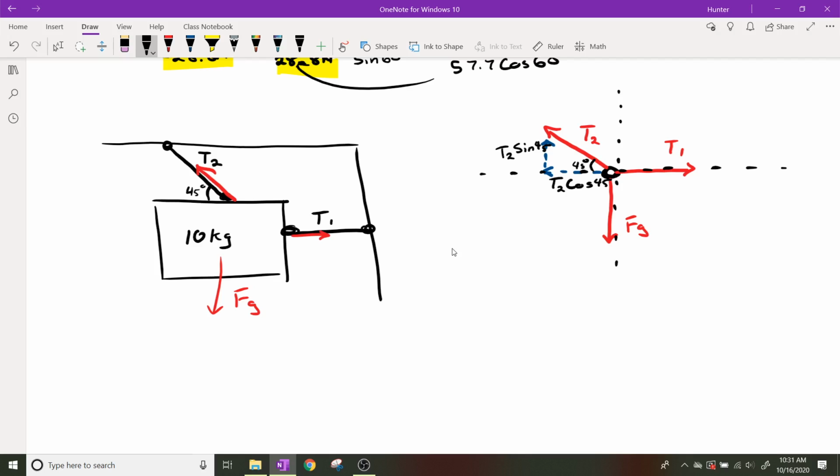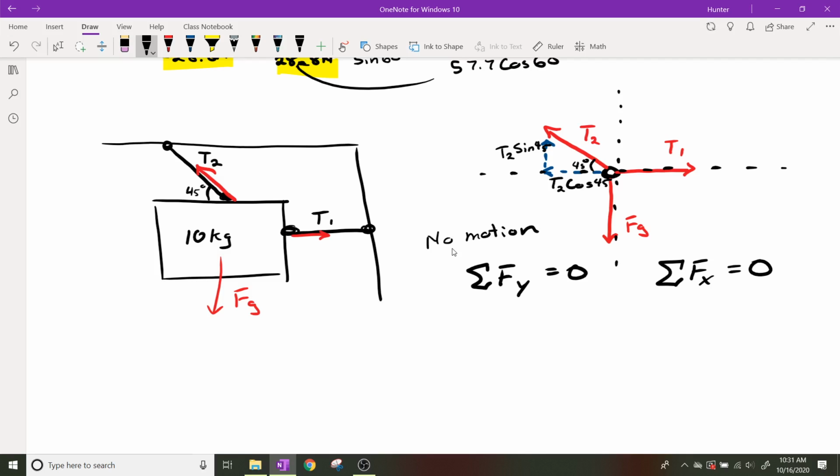Okay, so we're going to say two things that are 100% true and are very important for this. The sum of the forces in the y direction is 0. And we're also going to say the sum of the forces in the x direction is 0. And I know that that's the case because there's no motion.